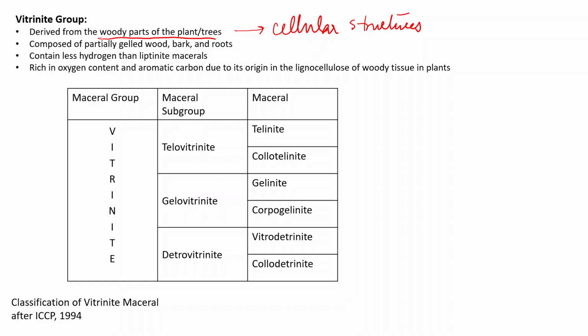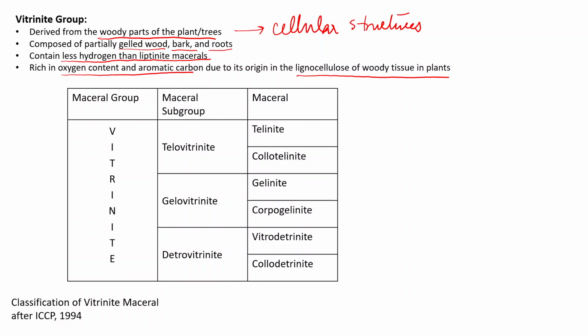These are the most important and most frequent maceral groups occurring in bituminous coal. They are composed partially of gelled wood, bark and roots. They contain less hydrogen than liptinite macerals, while they are rich in organic content and aromatic carbon. And this is due to its origin in the lignocellulose of the woody tissues in the plants.